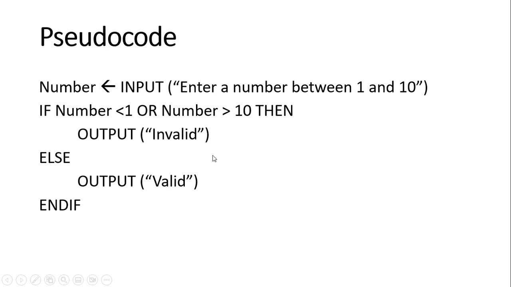And just by looking at this pseudocode, we can clearly see that this is a range check type of validation because it's data between a minimum and a maximum number. And we have to input data between that number, otherwise it will output invalid.